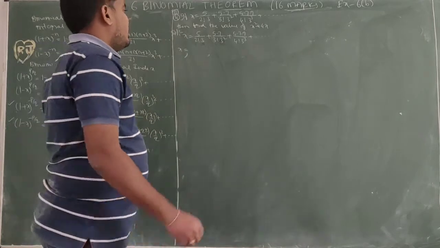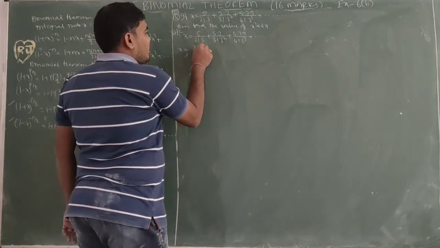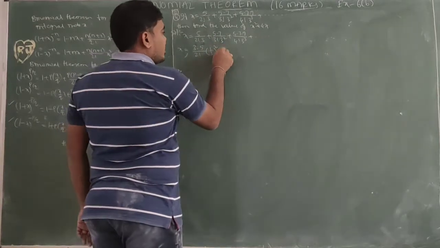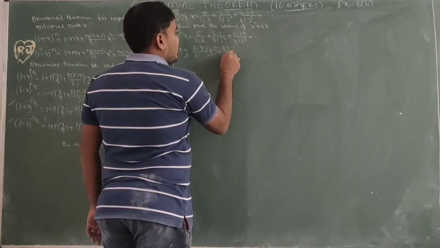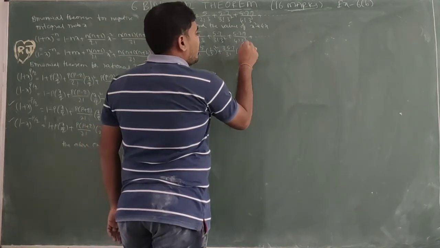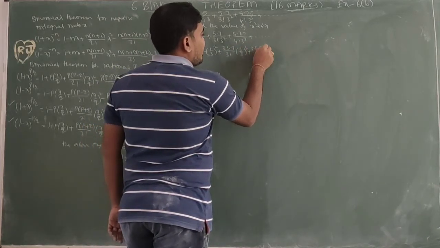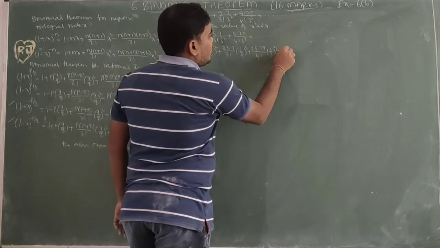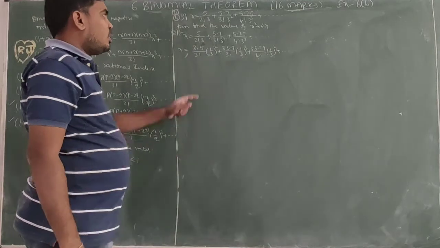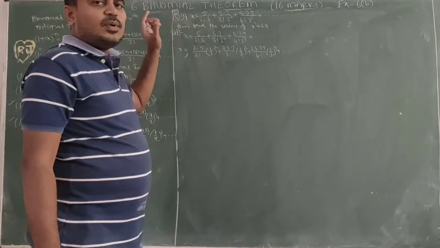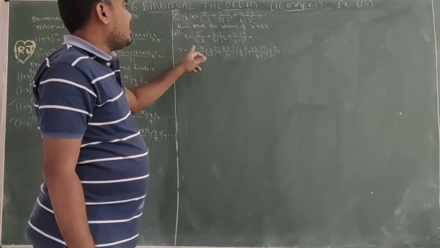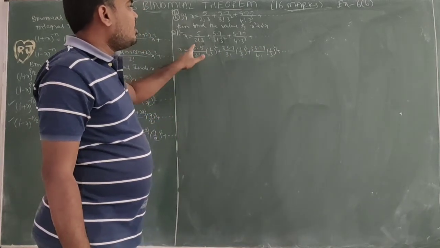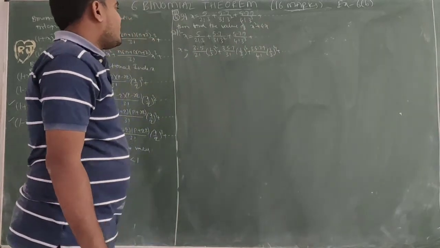Multiply and divide with 3. So 3 into 5 by 2 factorial 1 by 3 whole square, plus 3 into 5 into 7 by 3 factorial 1 by 3 whole cube, 3, 5, 7, 9 by 4 factorial into 1 by 3 whole power 4, plus up to so on. So not only the factorial, the number of terms in the numerator is also missing. Now it is balanced if we multiply with 3 automatically. So the number of terms is also balanced.